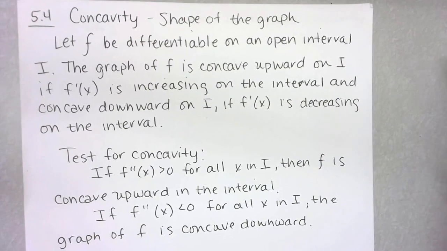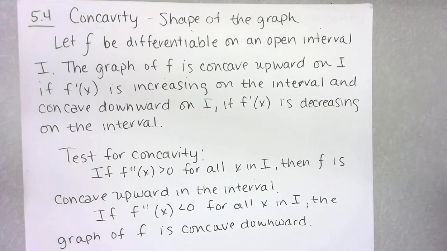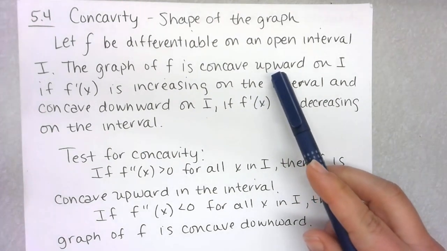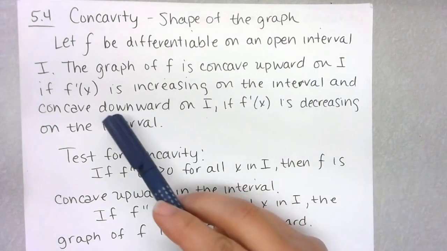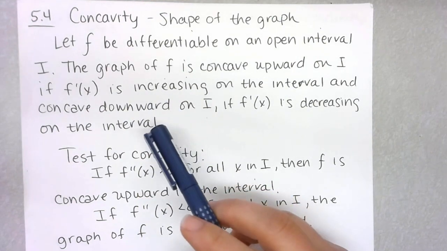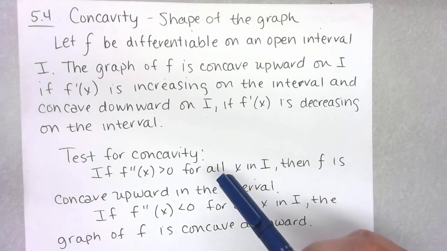So first of all, we're going to talk about the test for concavity. Let f be differentiable on an open interval I. The graph of f is what we call concave up on I if f prime of x is increasing on the interval, and concave down on I if f prime is decreasing on the interval.